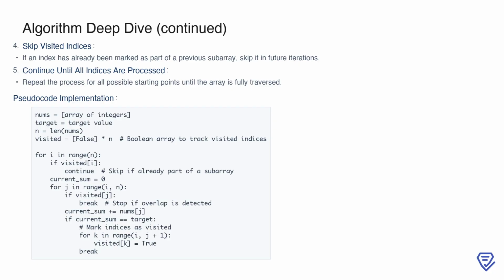Looking at a pseudocode implementation, we see how this logic functions step by step. For each starting index, we check if it's already visited and skip it if necessary. We then calculate the cumulative sum of elements for potential subarrays, stopping if overlap is detected through the visited array. When a subarray matches the target, its indices are marked as visited, ensuring no overlap. While effective for ensuring correctness, this approach still involves nested loops, making it computationally intensive for large inputs. The pseudocode serves as a foundational understanding of how we approach the problem systematically.